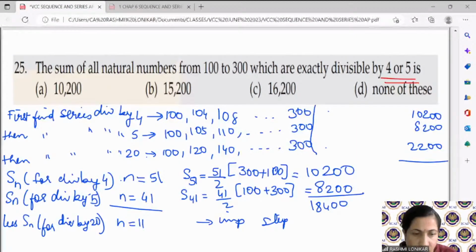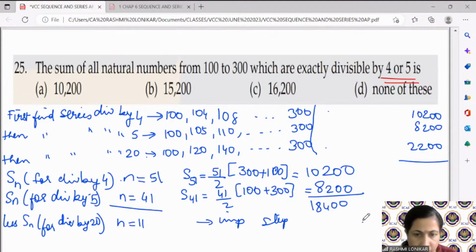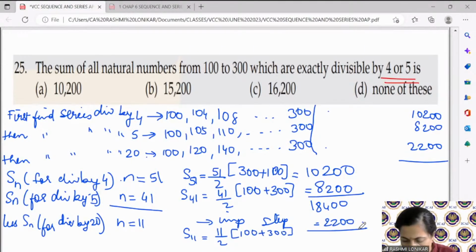Now n is equal to 11. So S of 11, because I need to subtract that. 11 upon 2 into 200 plus 300, this is equal to 2200. So 18400 minus 2200 is 16200. So C will be the correct answer. I hope everybody has understood.